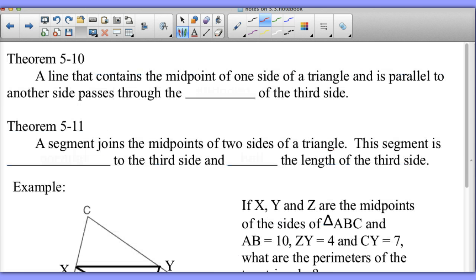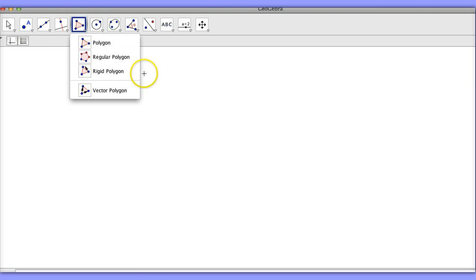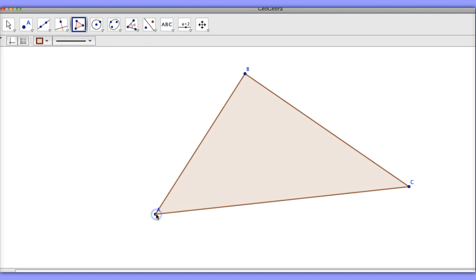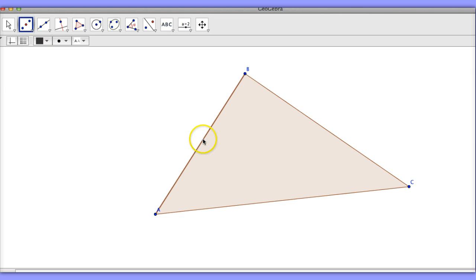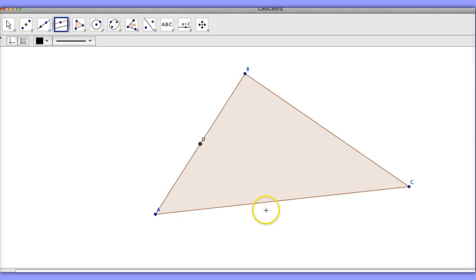Now let's take a look at a few other theorems and see if we can get GeoGebra to help us with these. It says a line that contains the midpoint of one side of a triangle and is parallel to the other side passes through the blank of the third side. So let's use GeoGebra to help us out. Let's get a triangle. So here's my triangle, and I want to have a line segment pass through the midpoint of one side of a triangle, and I want that segment to also be parallel to the third side of the triangle.